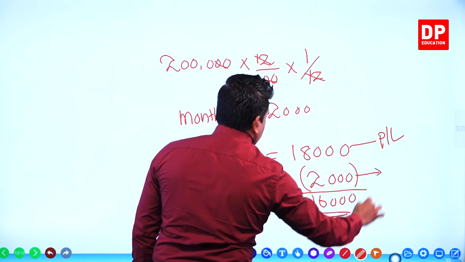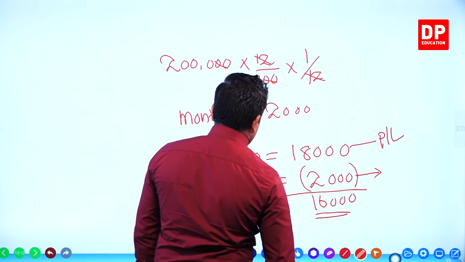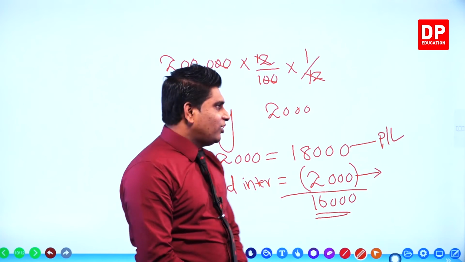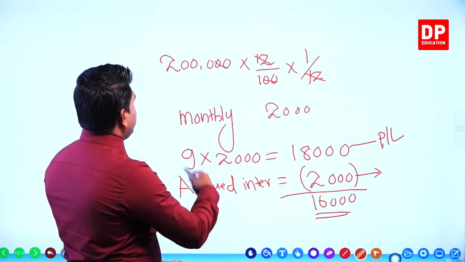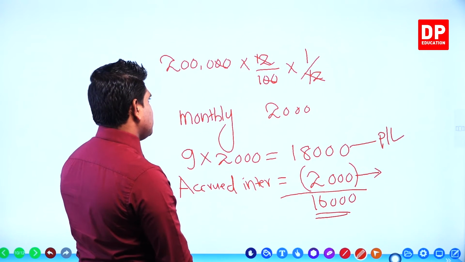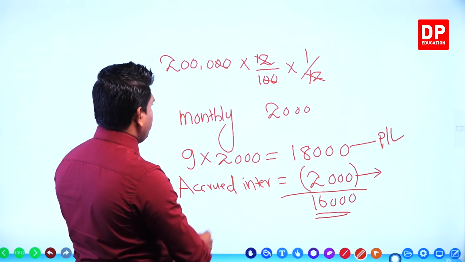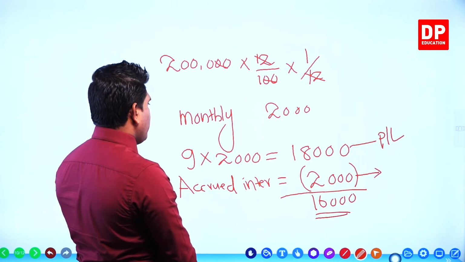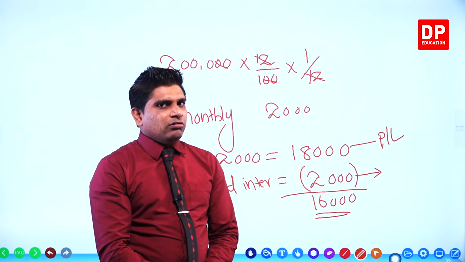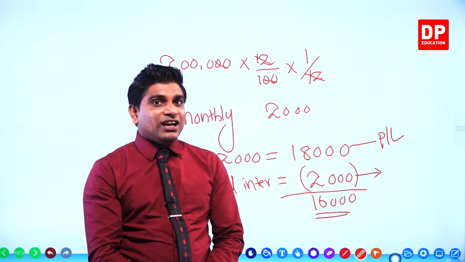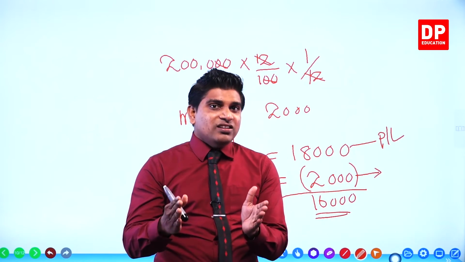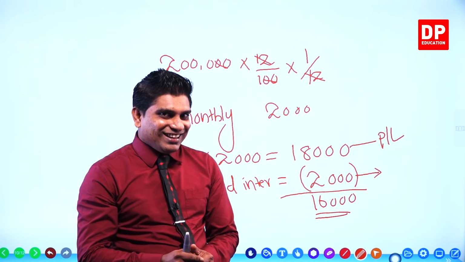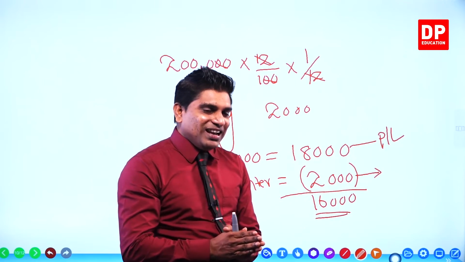This goes to the accrued. Then it's better you write this down. This is the calculation. 200,000 into 12%, 1 over 12. Then we can find the monthly interest. Why do we take 9? Because they have deposited, opened an account, no? Fixed deposit. They opened the account on 1st of April, on your birthday, right? 1st of April.